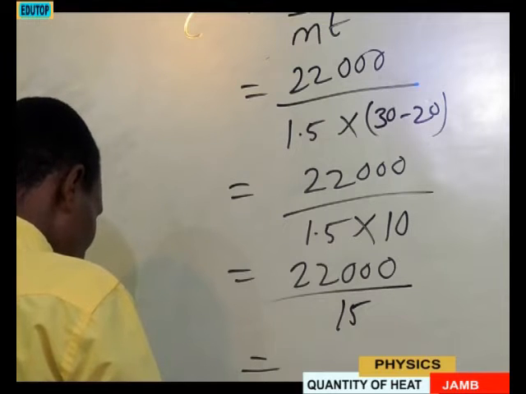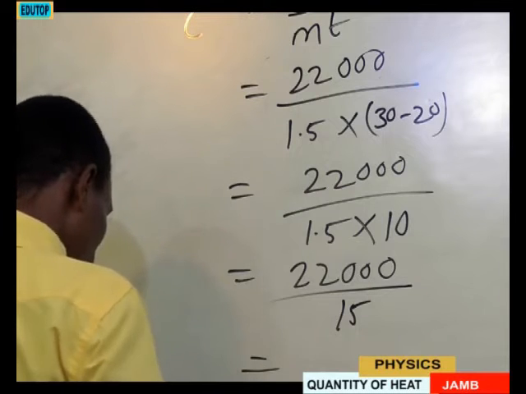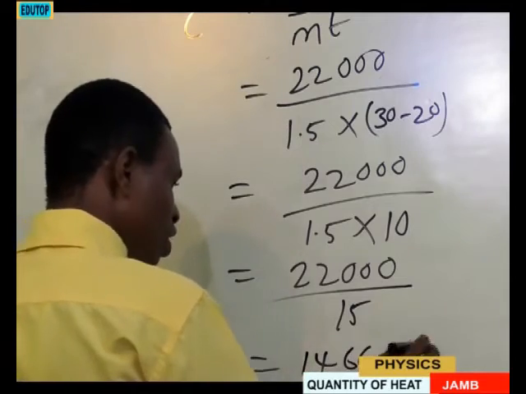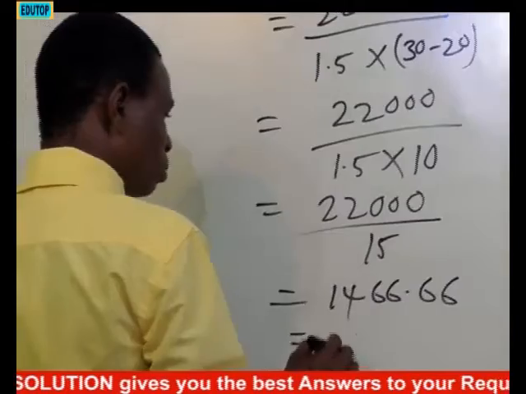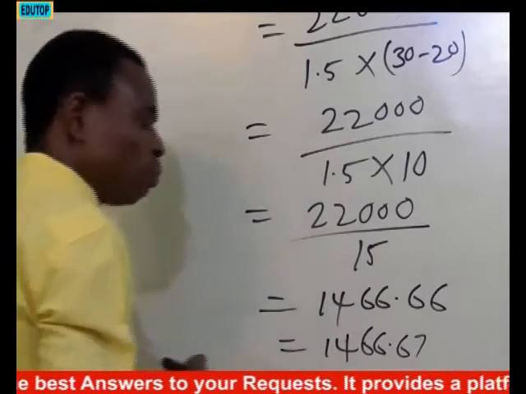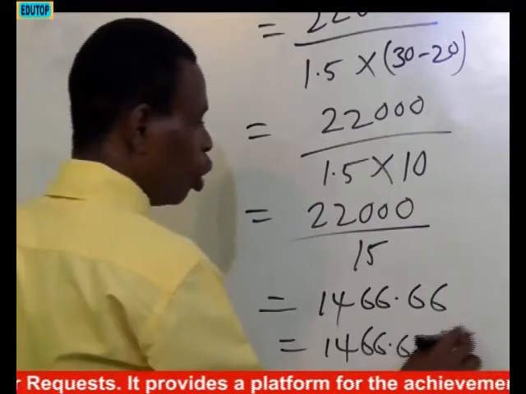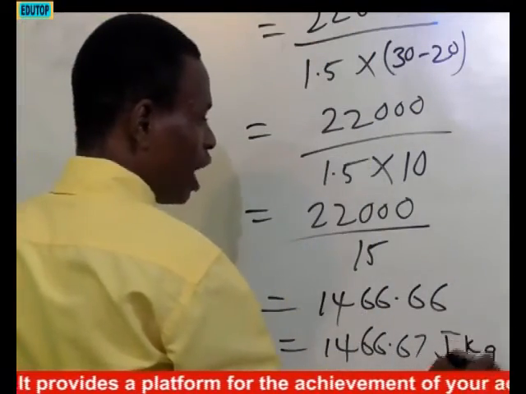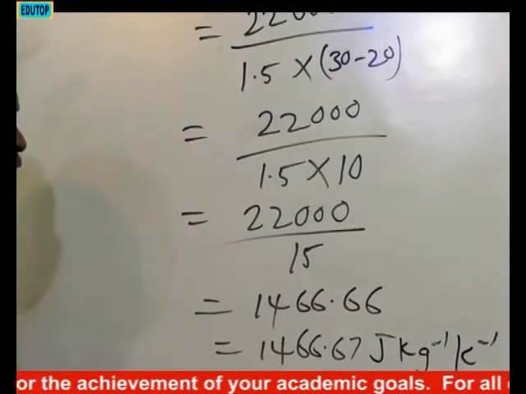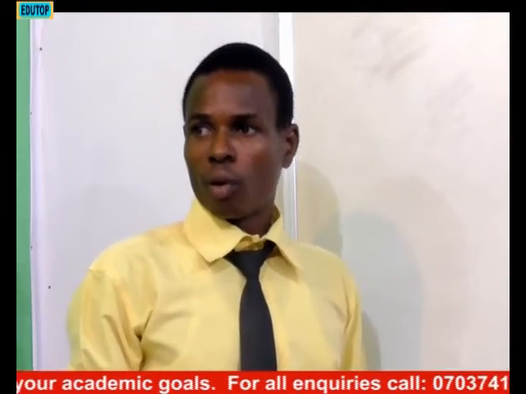We are going to have 22,000 divided by 15. We have 1466.66, and this can be written approximately as 1466.67. We are looking for specific heat capacity. What is going to be the unit? Joule per kilogram per Kelvin. That's question number 3.